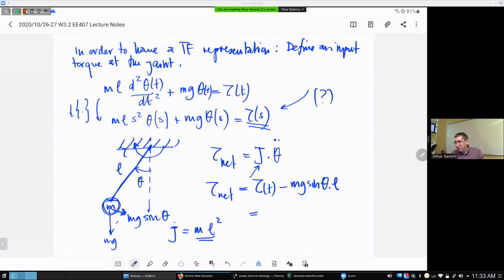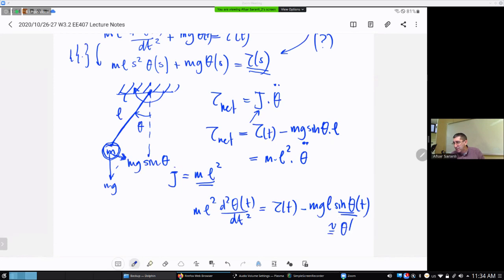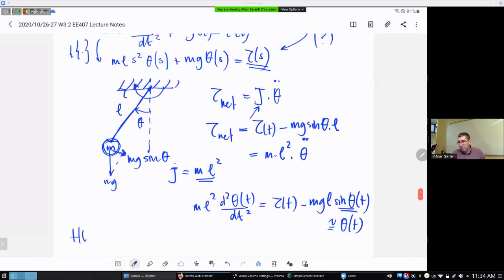Equals J, which is m times L square times theta double dot. Okay. Now you have another differential equation where you have ml square d square theta of t over dt square equal to torque of t minus mgl sin theta of t. Now you can do the same, right? You can say this is approximately equal to theta of t, and so you obtain the new transfer function.